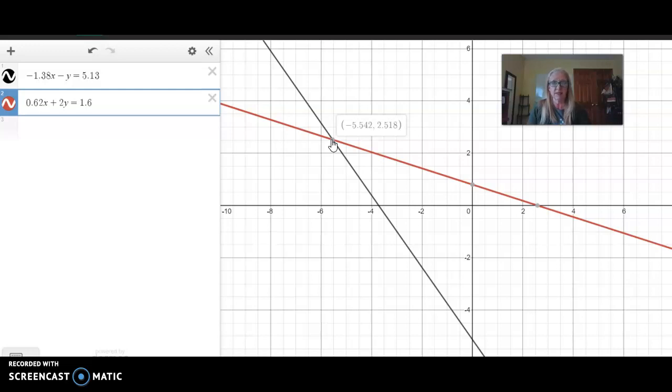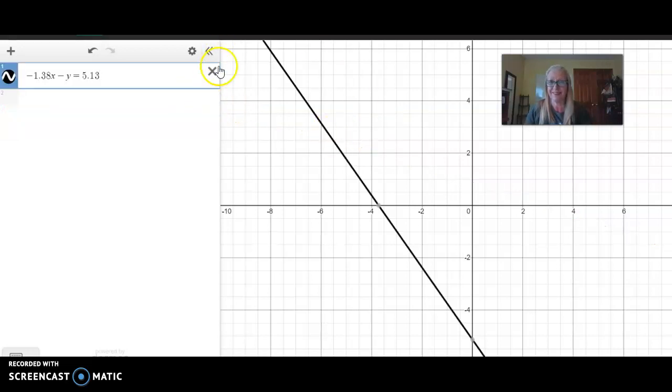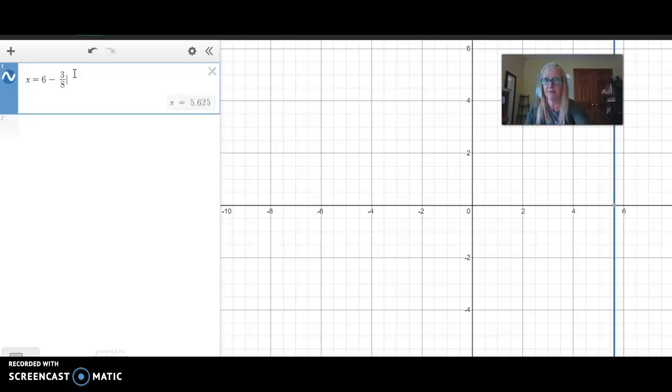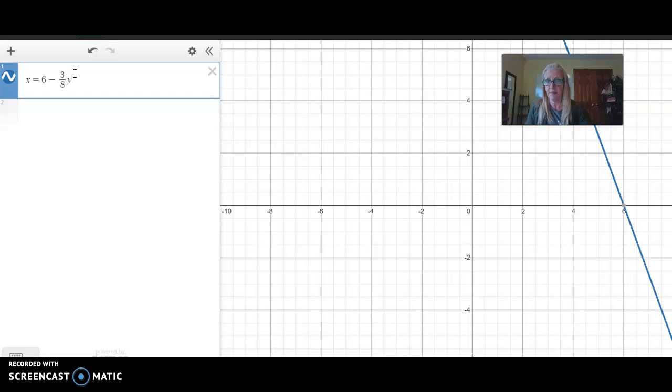And this system obviously has one solution, just a rather nasty little solution. Yep. And my last example, it's going to be a short video today. This one is a really icky one to put in. X equals 6 minus 3/8. So I'm going to use the 3/8. Remember to hit the tab to get over to y.